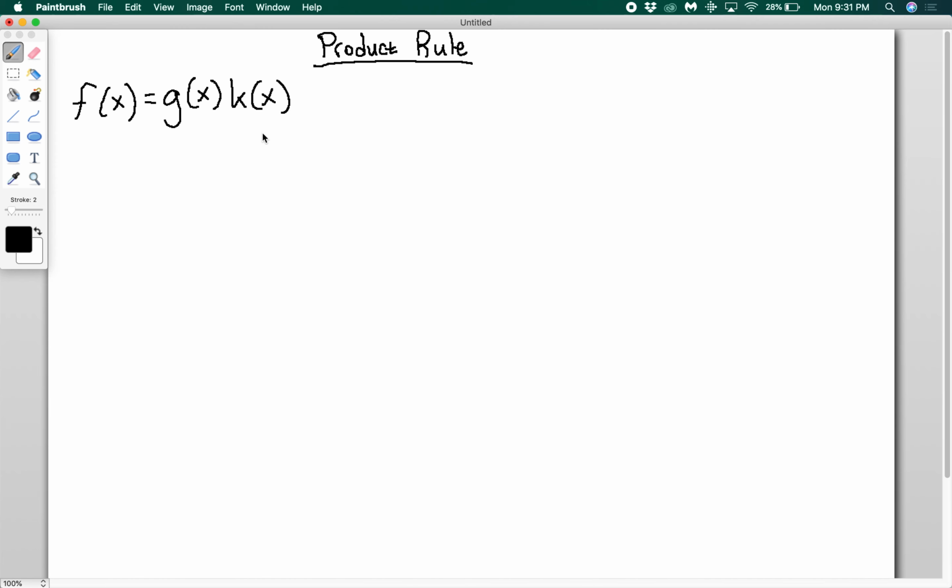So we're always going to start with a limit definition, okay? And this one's going to get a little bit involved, so be ready. The limit definition of the derivative is equal to the limit as h goes to 0 of f of x plus h minus f of x, divided by h.